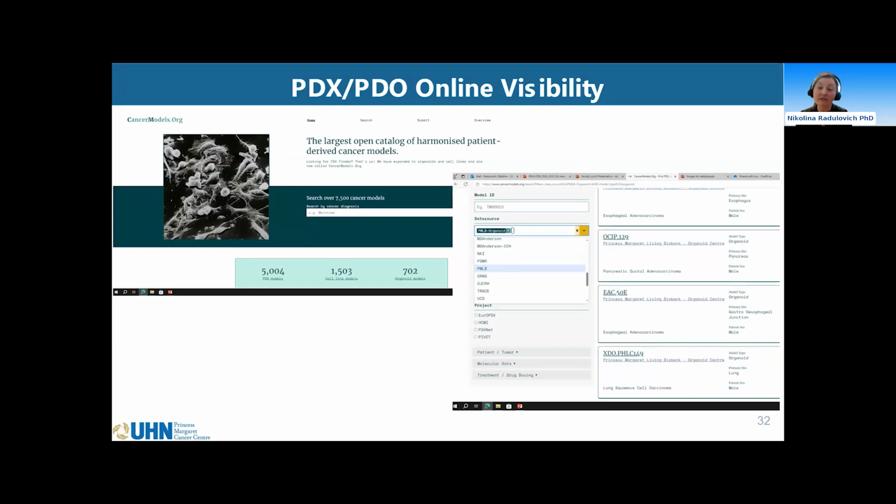A subset of PMLB models, both PDX and PDO models, are currently visible on the cancermodels.org database, which is supported by the National Institutes of Health, the National Cancer Institute, and the Jackson Laboratory. This database contains the list of models from different institutions across North America and Europe, and it's very useful. Also, our models are featured on Biosample Hub, and they can be accessed through there.